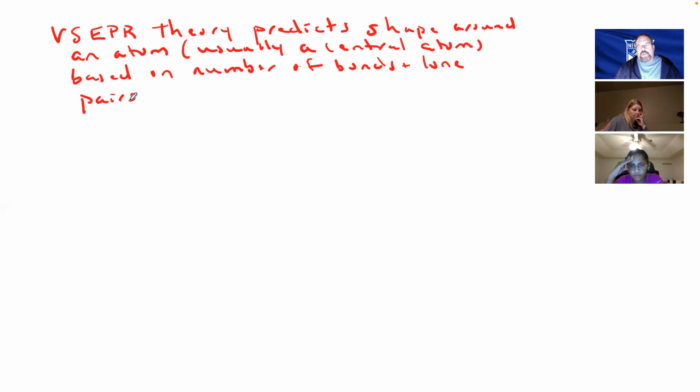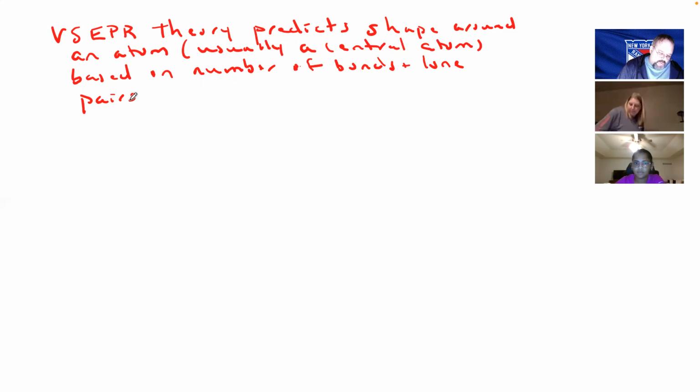Now, the trick with VSEPR theory is that it considers single, double, and triple bonds to be counted just as one, so to speak. I don't know if you'll come across that too much, but it sort of considers single, doubles, and triples just to count as one. I think that's in B, the next one, so we'll get to that.